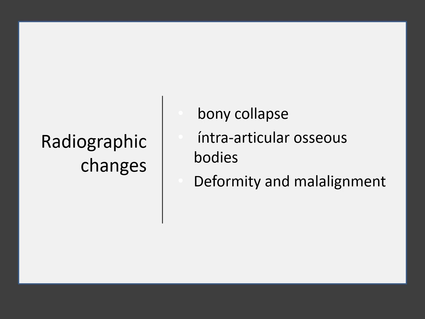Other radiographic changes which you can observe are bony collapse and intra-articular osseous bodies. There will be deformity and malalignment. If it's a knee OA case, you can see a genu varum type of deformity within the knee joint.